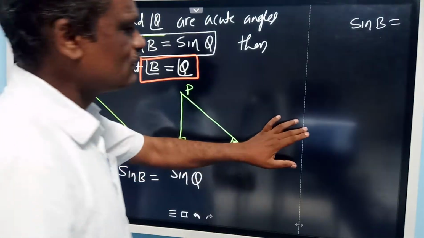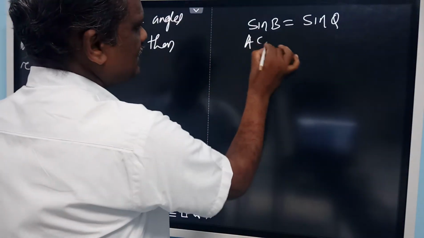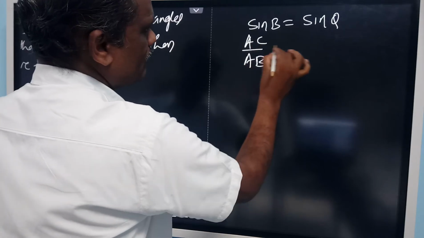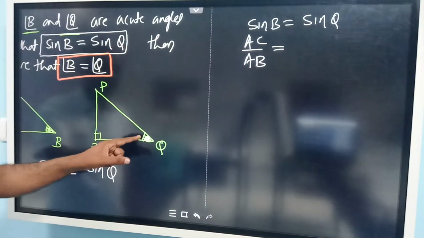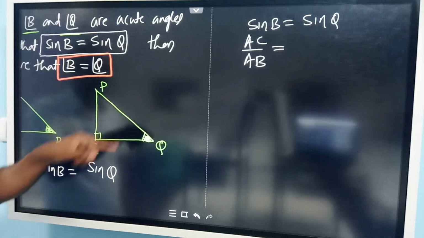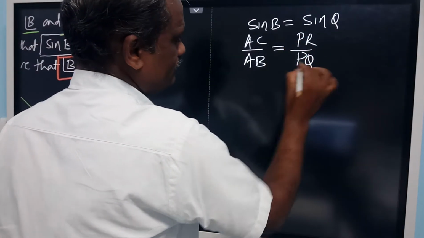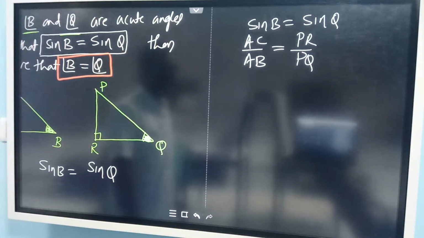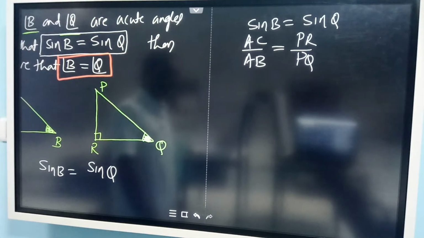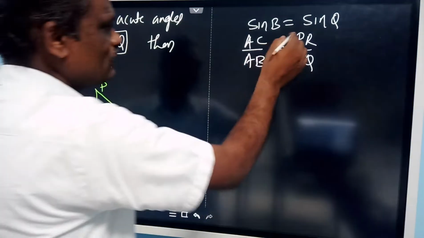AC by AB. So here you can write AC by AB. Sin Q: opposite side here PR, hypotenuse PQ, so PR by PQ. Okay, so we got AC by AB is equal to PR by PQ.